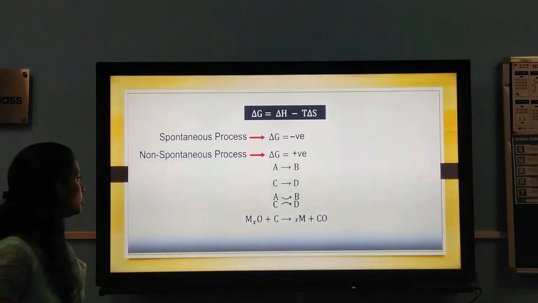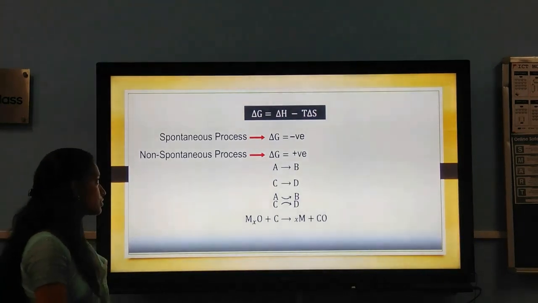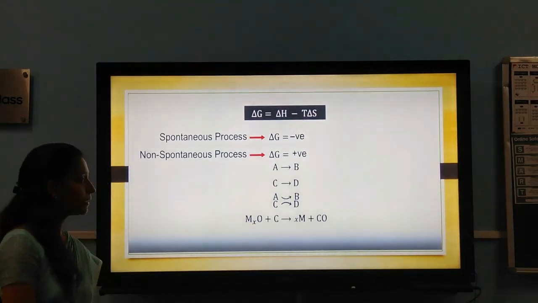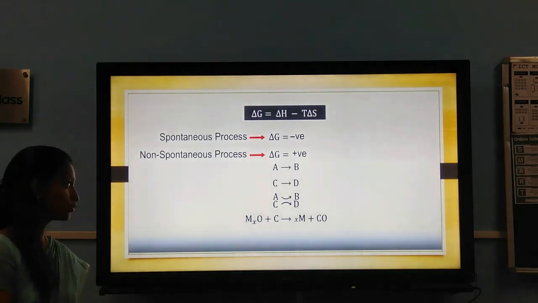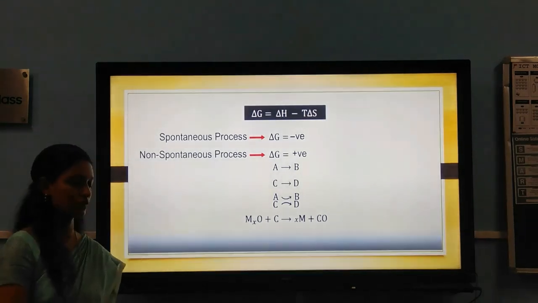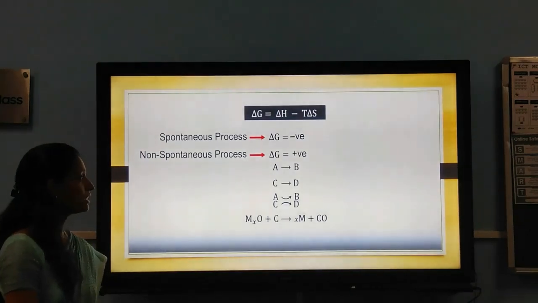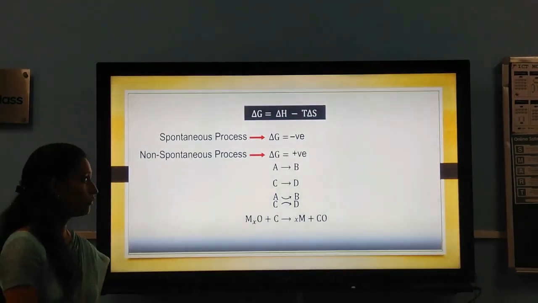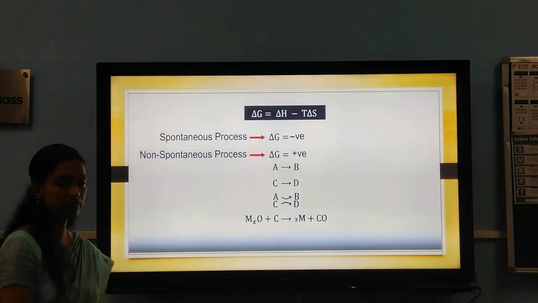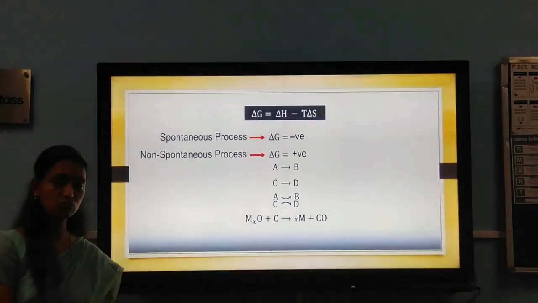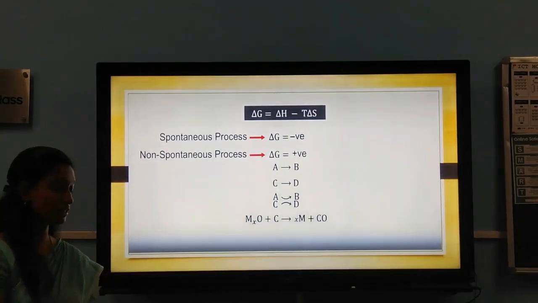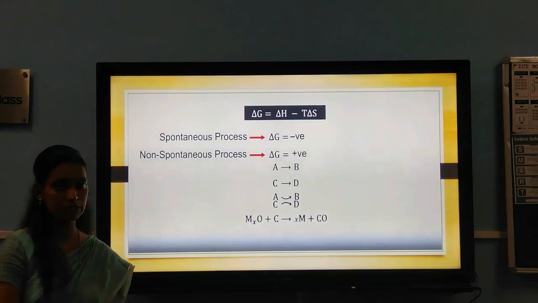It is also possible to change a non-spontaneous process into a spontaneous process by coupling it with another reaction. For example, suppose a reaction A to B has a positive delta G value. Now this can be coupled with another reaction C to D which has a very high negative value of delta G, so that the resultant becomes negative. It is not always necessary to do such delta G calculations to understand whether a process is feasible or not.